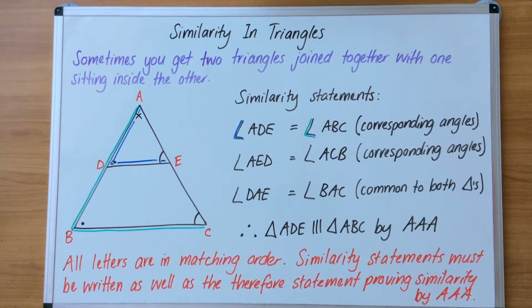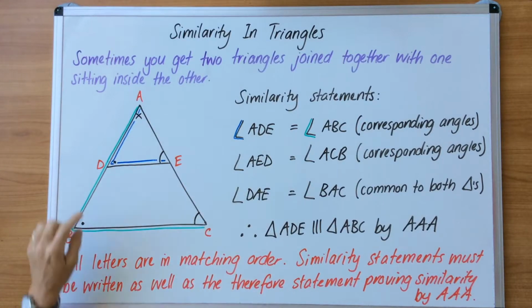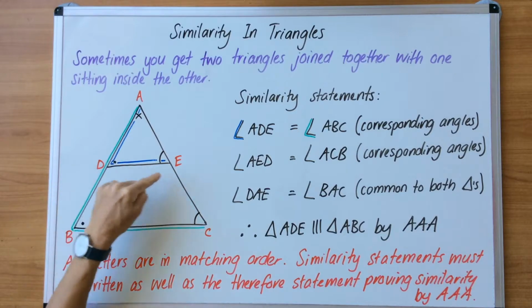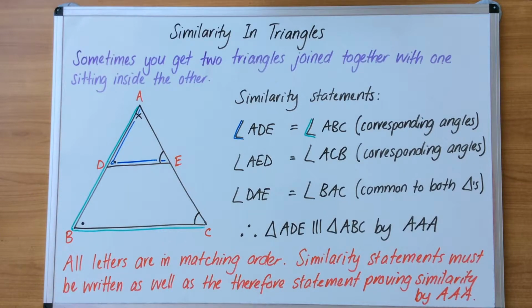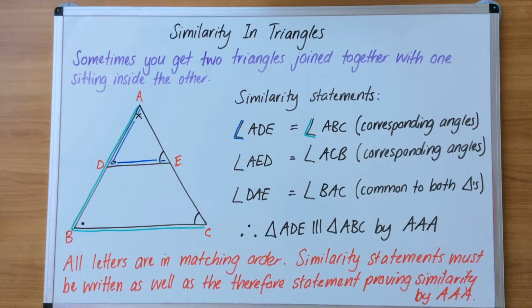We are now going to look at some practical applications. Sometimes you get two triangles joined together with one sitting inside the other. And you can see I've drawn one here. You've got a large triangle, A, B and C, and a smaller triangle of A, D, E. The similarity statements for this particular triangle will match up the angles. So I've actually color-coded the green and the blue just to show you where they fit into these similarity statements.